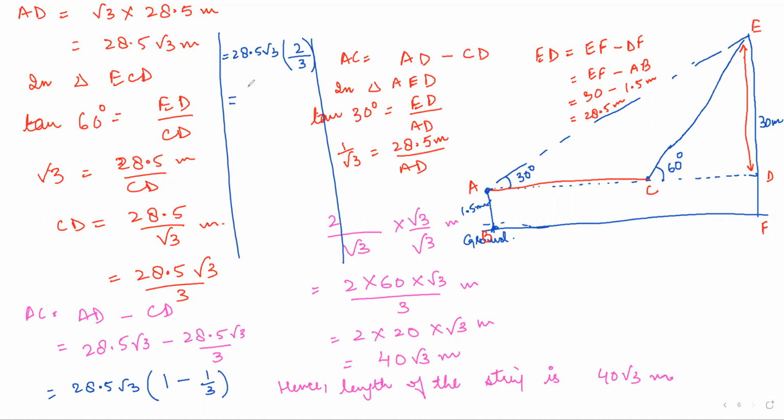Now you can check, is 28.5 divisible by 3? See, 3 into 9 is 27 and then you get 15. So 9.5 root 3, and then you have 2 here. So you multiply this. 2 into 5 is 0, carry 1. 2 into 9 is 18 and 1 is 19. So it is 19.0 into root 3 meters. So 19 root 3 meters is the length of AC.